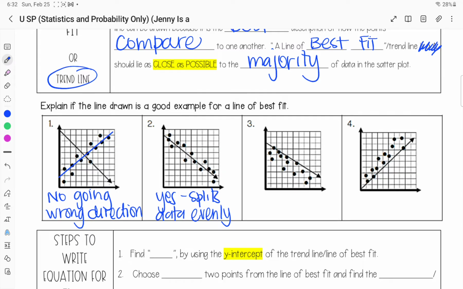Number 3, while this does show what direction the data is going, you can see that almost all of my data is lying below my line of best fit. So this is not a line of best fit. It's a line of fit, but it's not even close. I probably could have pulled that up even a little bit more. It should cut about right through there so that it has about the same amount above as it does below. I can't draw a straight line. So this one would be no. Data lies below the line.